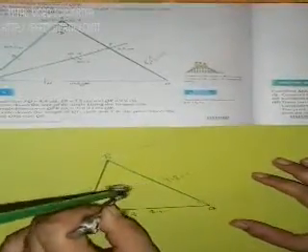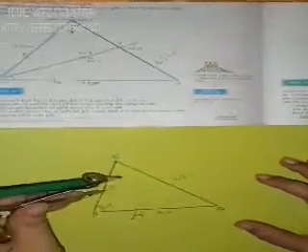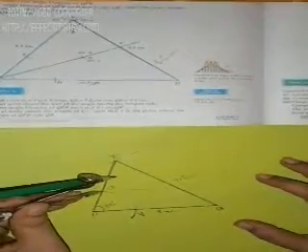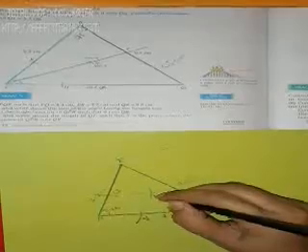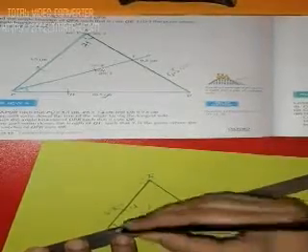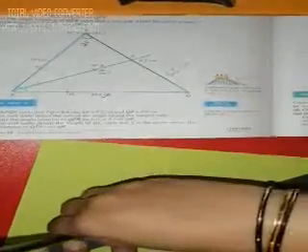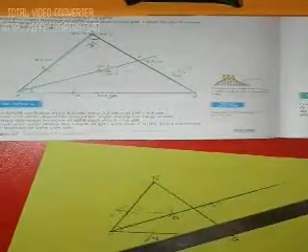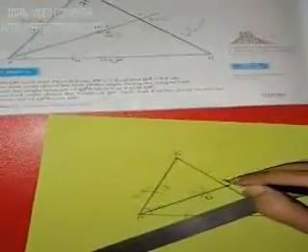Here, with the center U and the same radius, I am cutting the previous arc at point O. Now I am going to join it. So here, see here, this is my point O. Let this point be my point T.